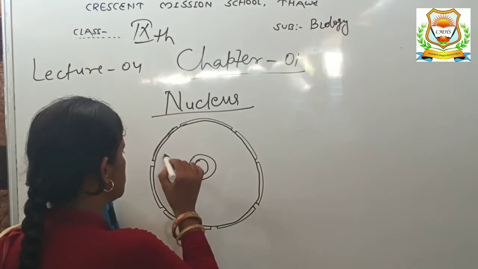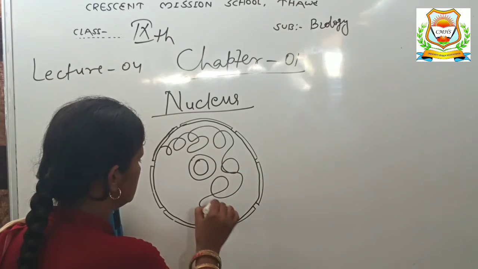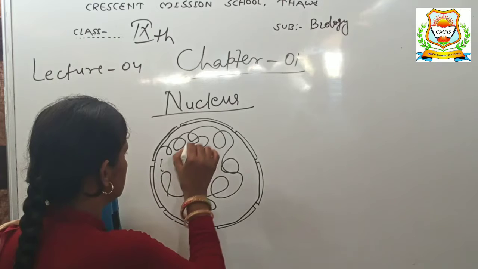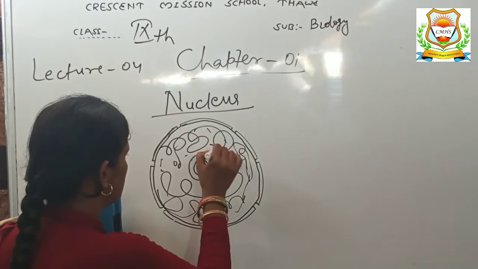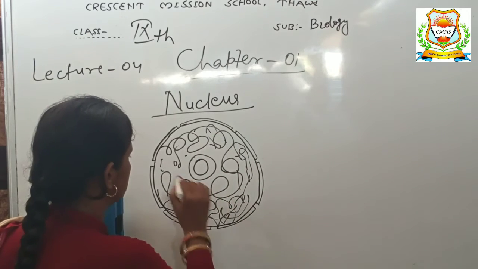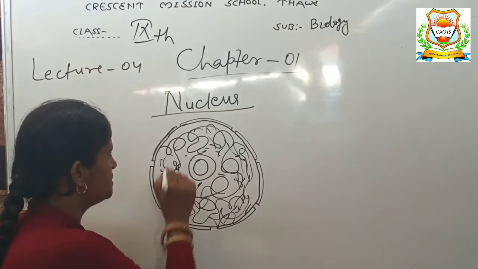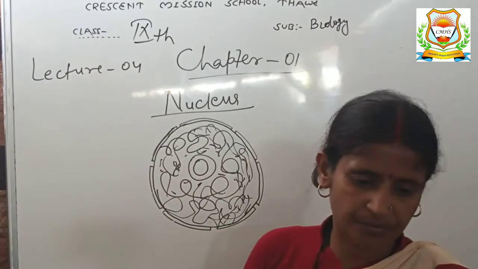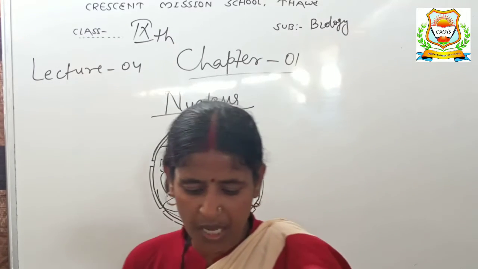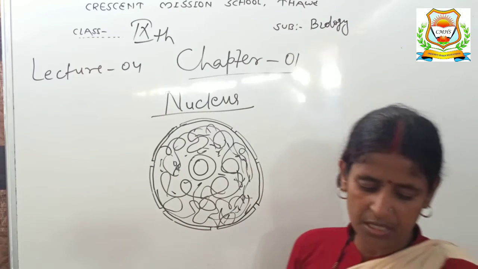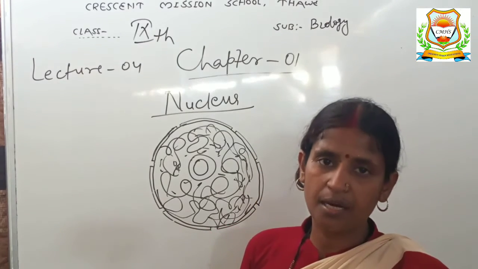This is the nucleolus, and there are so many dense particles present inside the nucleus. Inside the nucleoplasm is a tangled mass of thread-like structure called chromatin. They are formed of an acid called deoxyribonucleic acid and protein.